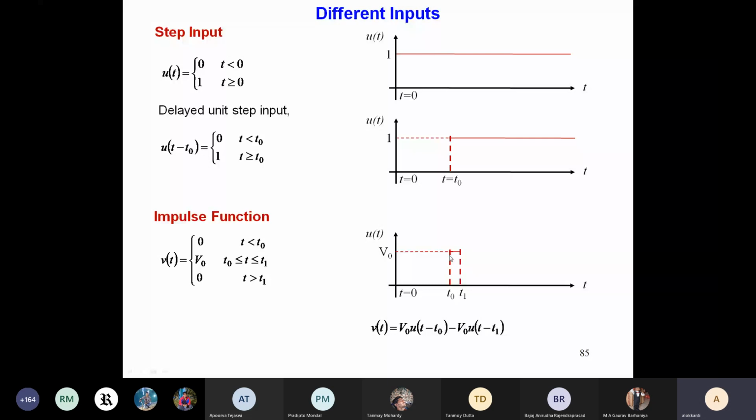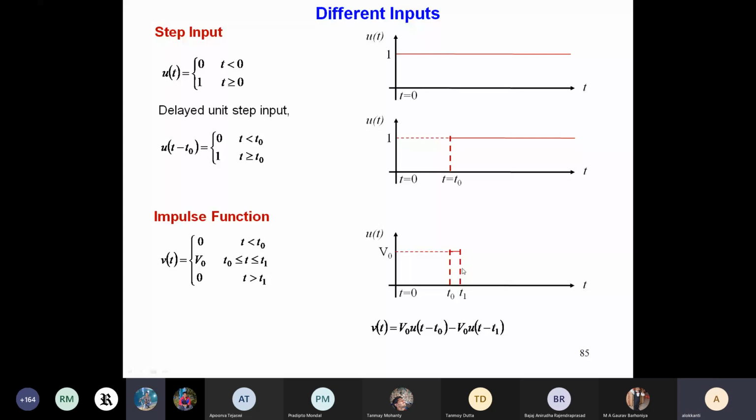This is an impulse. It starts at T0 and then again at T1 it is not there. So if you consider at T equal to T0 a delayed step input, and also at T equal to T1 another delayed step input, you subtract one from the other. So it is point-wise subtraction. After T0 everything will be cancelled, so what you are left with is this.